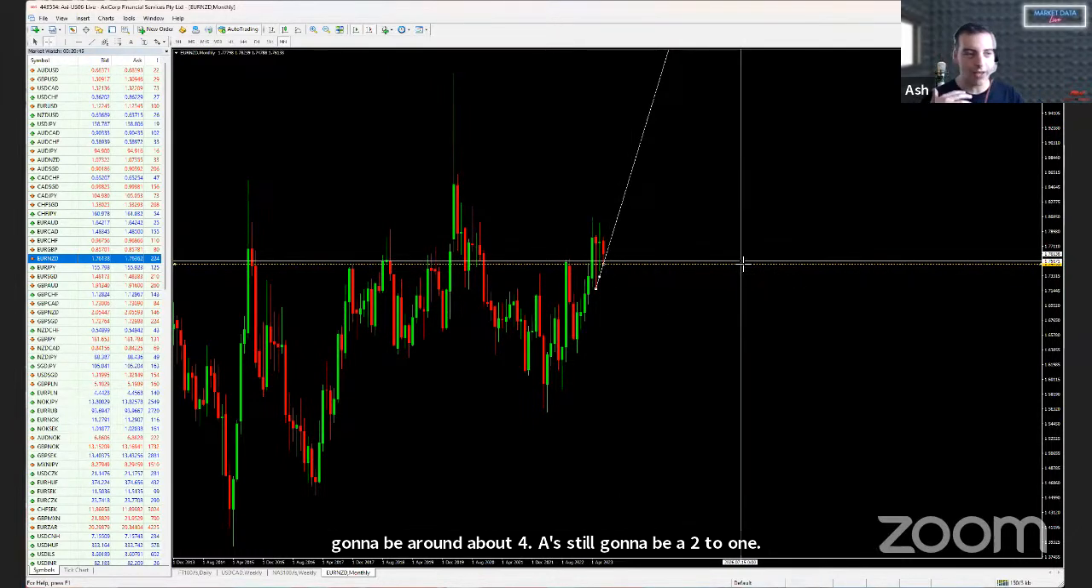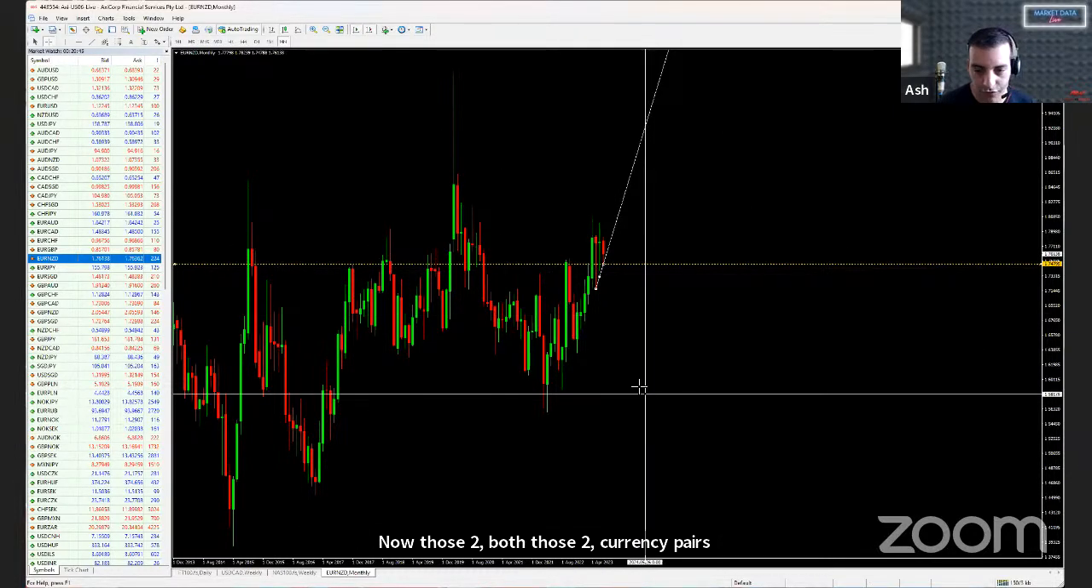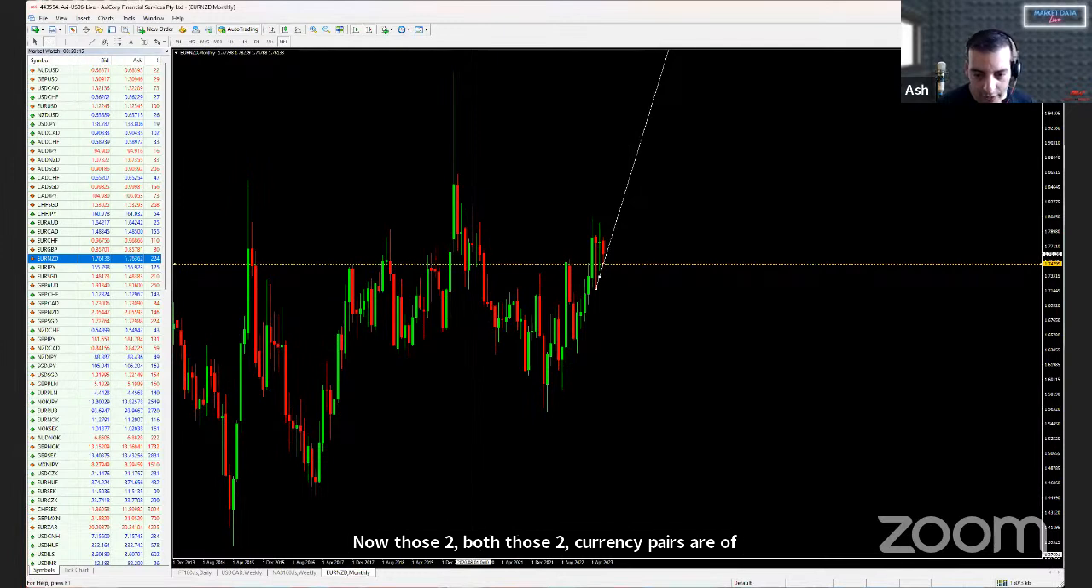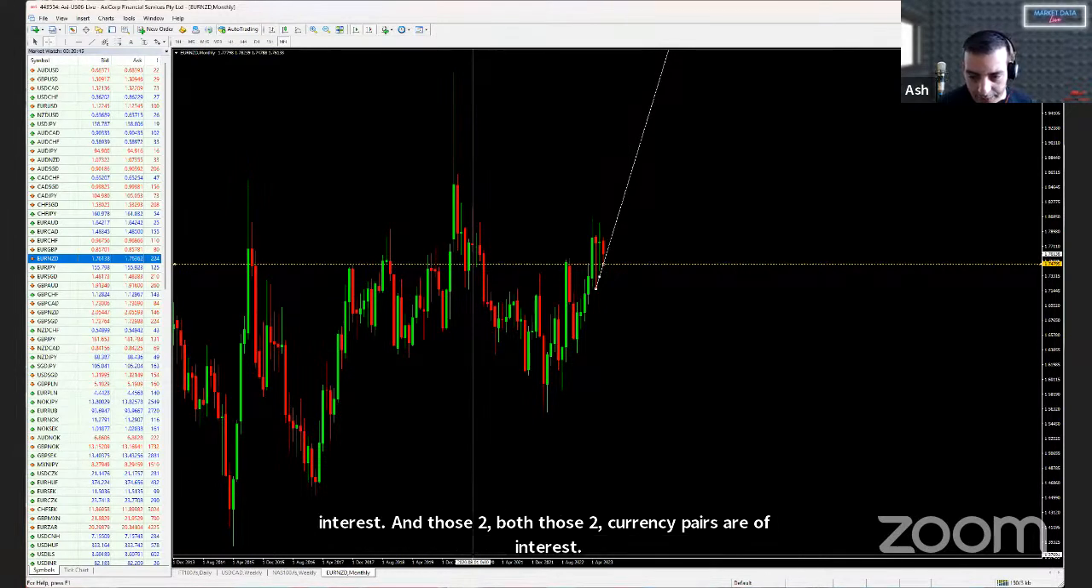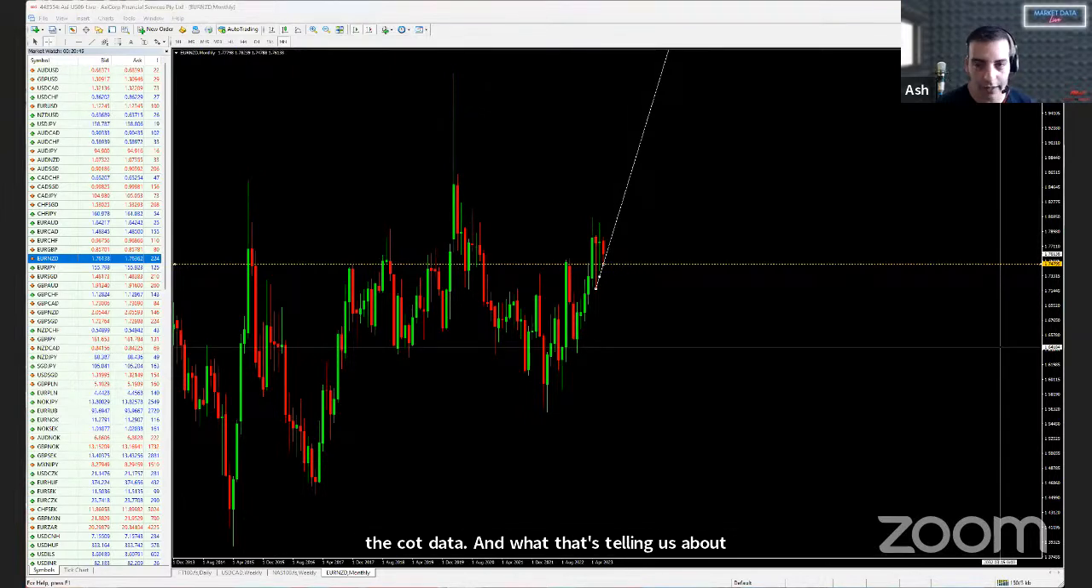So the seasonal bias is looking for the Euro Kiwi long. It's looking for the Kiwi yen short. Both of those currency pairs are of interest. I think they could be of interest. Now, if we consider the COT data and what that's telling us about the market right now.